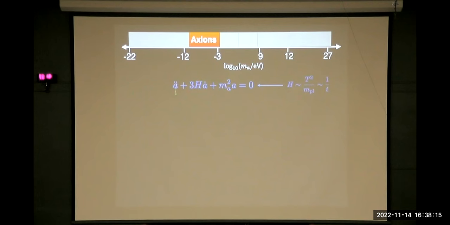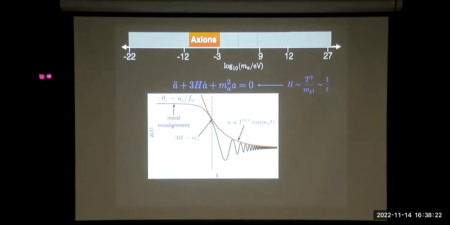Then everything here has a time derivative. So if I forget about this last term, the solution is A equals a constant. So if I plot the solution to this, the axion field is constant. It's frozen at its initial value, called the initial misalignment angle, until Hubble becomes comparable to the mass. And then it just looks like a damped harmonic oscillator.